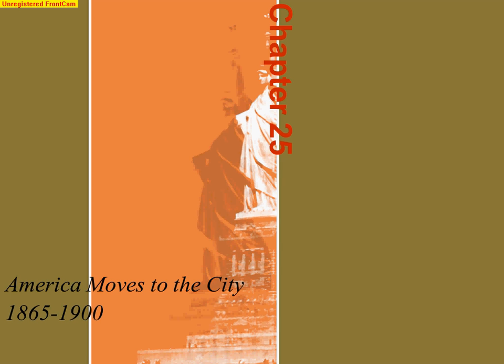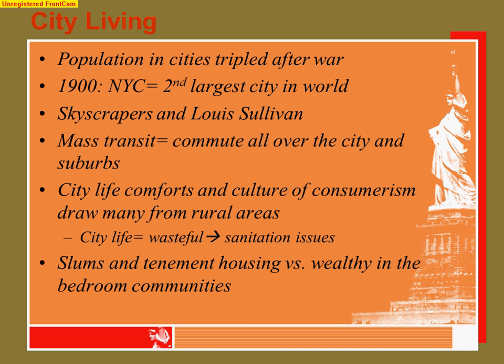Chapter 25 is looking at the growth of the American city between 1865 and 1900. Now, to start with, all of this stuff is intertwined that we've already been talking about: the increase in immigration to the United States, the growth of the large cities because people were moving to the cities to find jobs in the factories, the use of steel to build the skyscrapers. All of this stuff is intertwined that we've already been discussing.